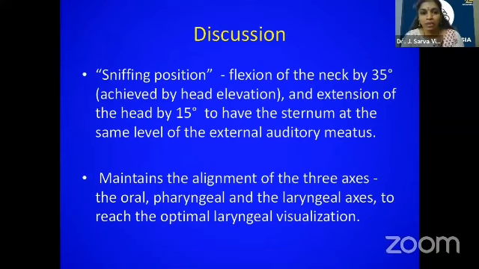The discussion, as done by the authors: the sniffing position is achieved by flexion of the neck at C5-6 by 35 degrees. This is achieved by head elevation, placing a small pillow under the occiput, and extension of the head by 15 degrees at the level of the atlanto-occipital joint. This is done so as to align the sternal notch to the external auditory meatus. On doing so, we align all 3 axes, the oral, pharyngeal, and laryngeal axis, to optimize the laryngeal visualization.